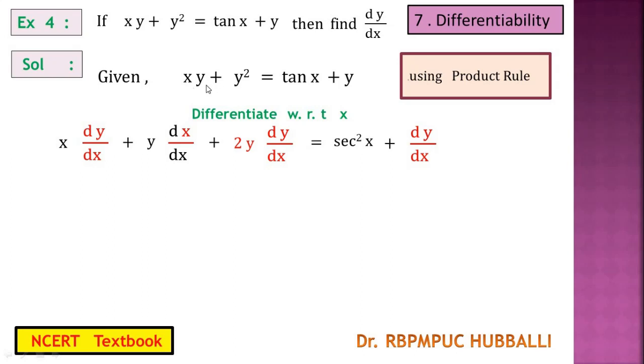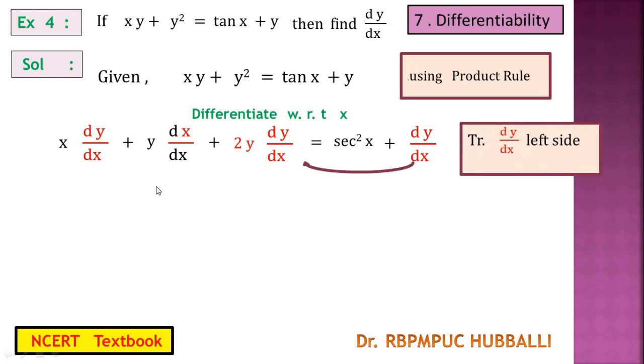Here we use the product rule. This function derivative we directly write 2y dy by dx, tan x gives secant square x, and y derivative is dy by dx. In this equation you can see that we have many dy by dx, 1, 2, 3. Okay, simplify this equation and get only one dy by dx. Okay, transfer dy by dx to the left side.